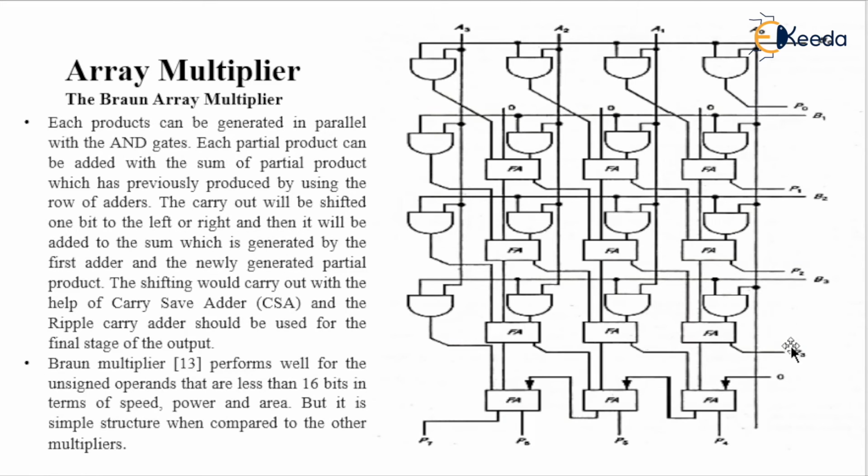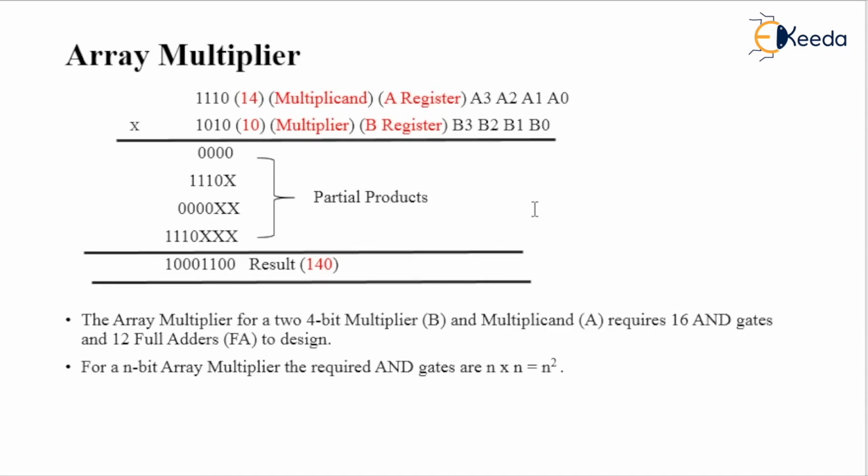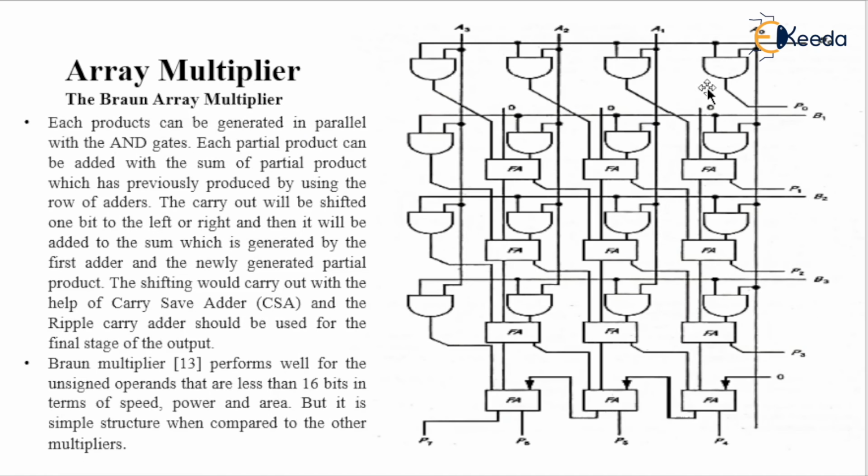So total 4 AND arrays, and each AND array consists of 4 AND gates. So total 16 AND gates exist here. Each AND array is providing a partial product here. So total 4 AND gate arrays, and total 4 partial products: 1, 2, 3, 4 partial products, represented with these 4 AND arrays.